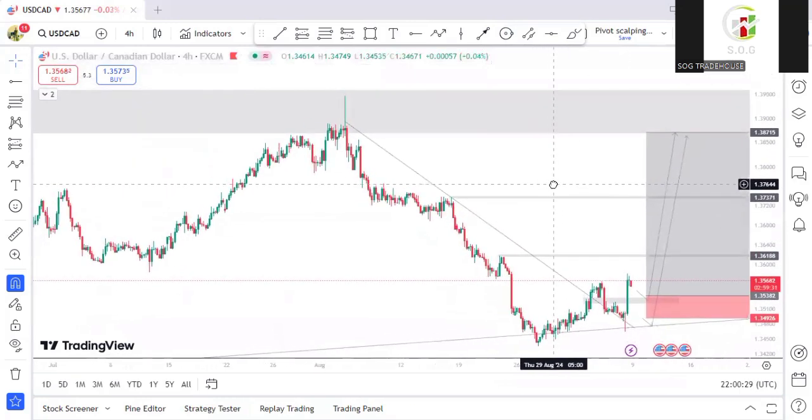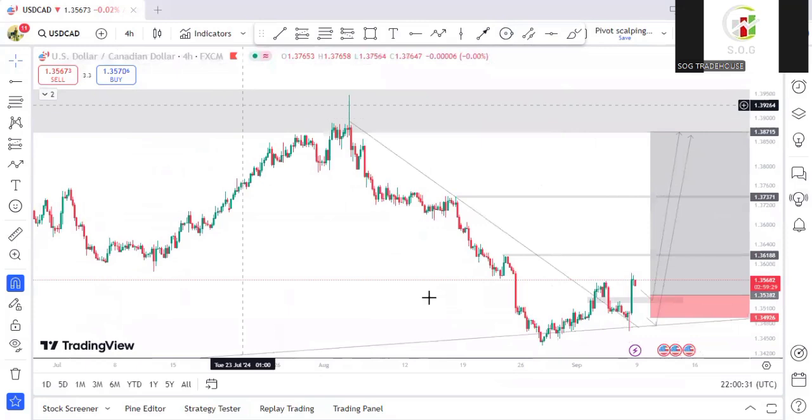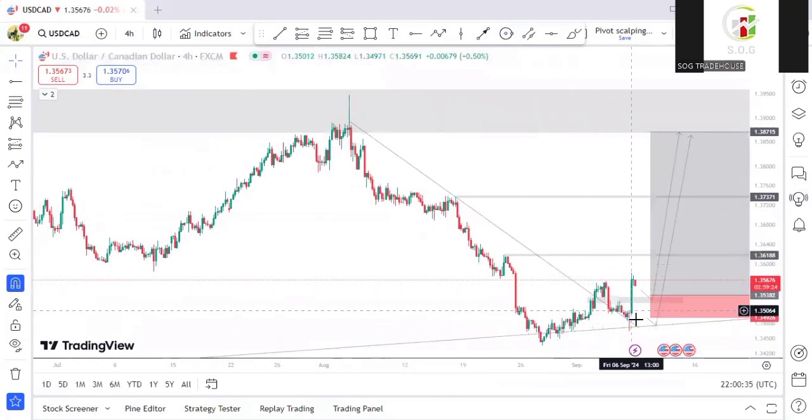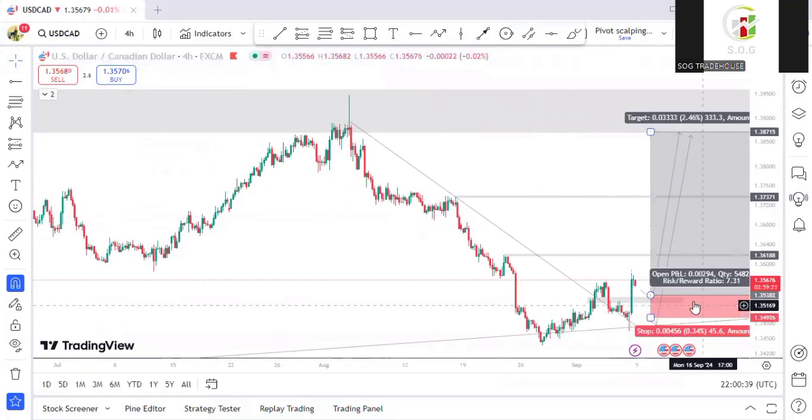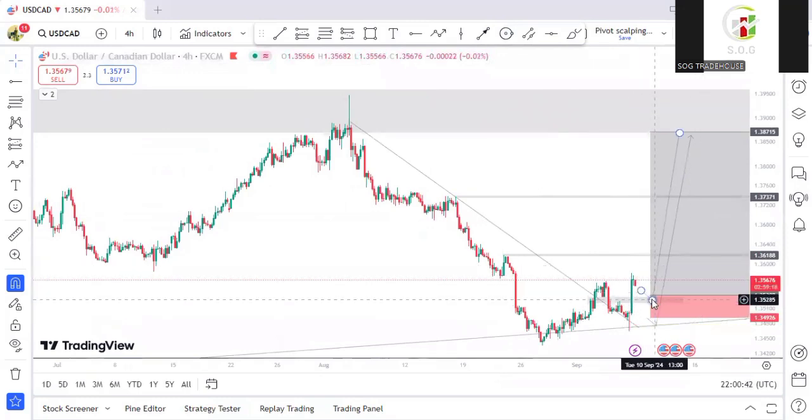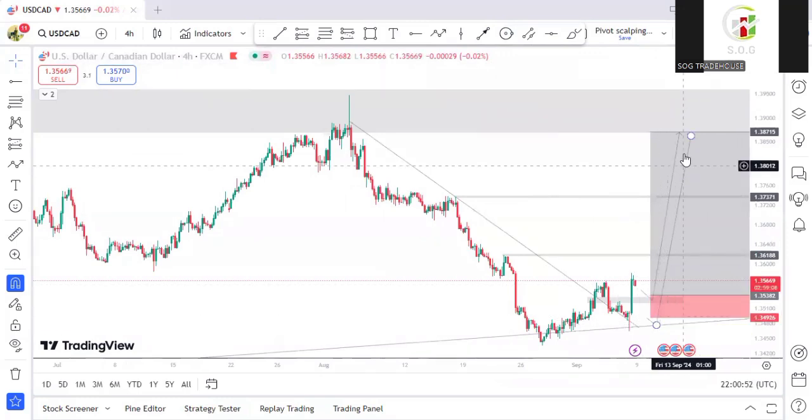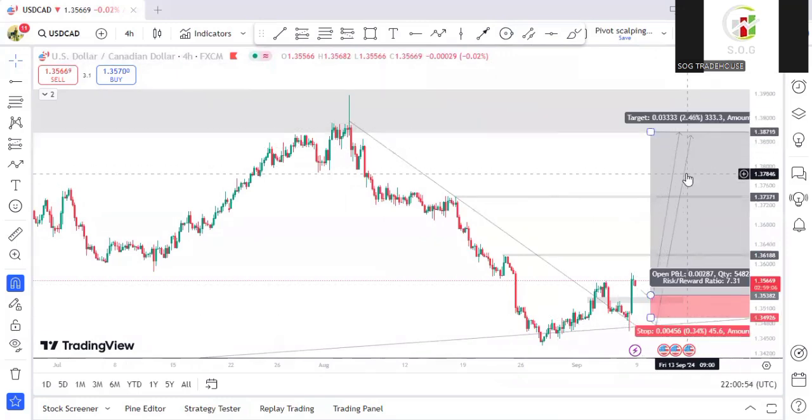So this is my analysis on USD CAD, a very straightforward analysis. We've got the breakout of this trend line, and we've got a retest at this point. So what are we waiting for? We are waiting for the market to pull back to fill this candle to continue the move to the upside, or the market should move back to the trend line to give us our candlestick pattern, and we'll take the buy to the upside.